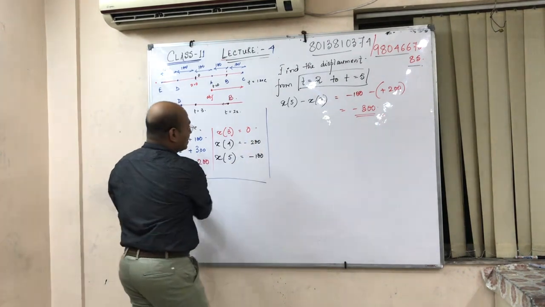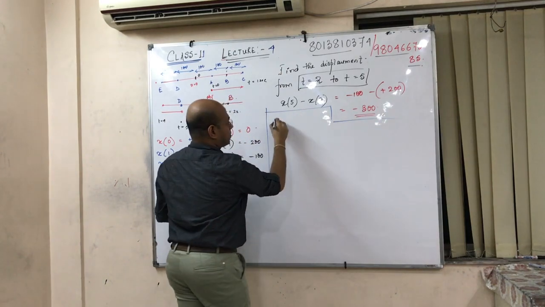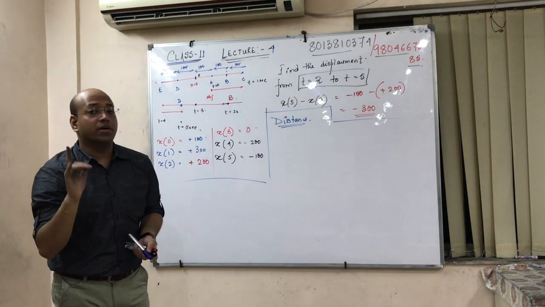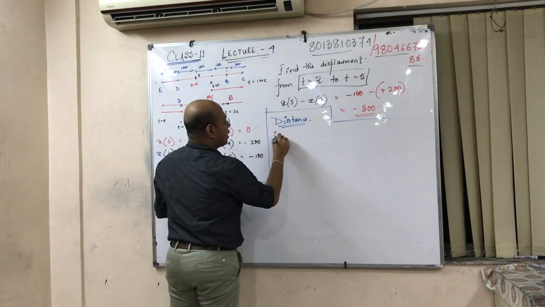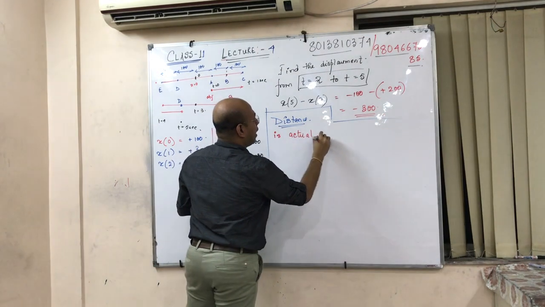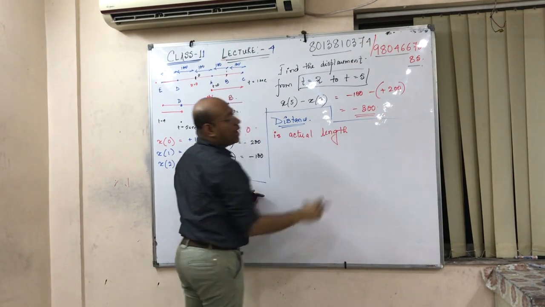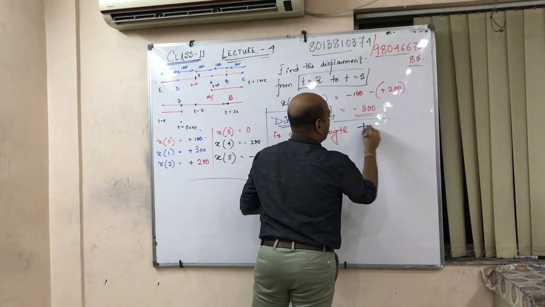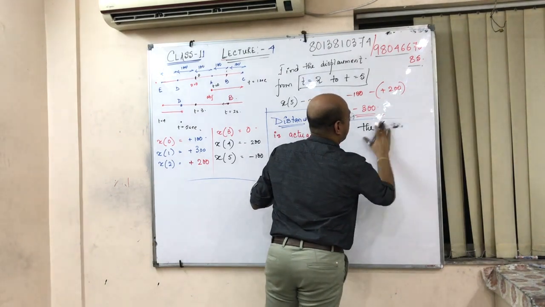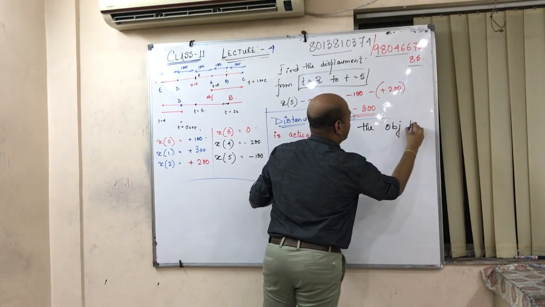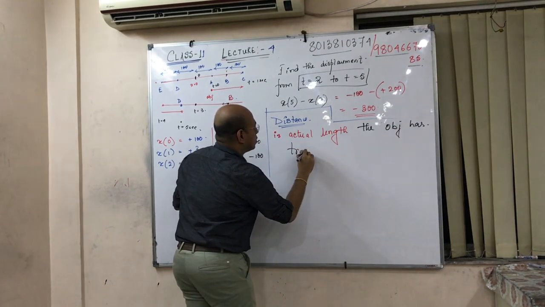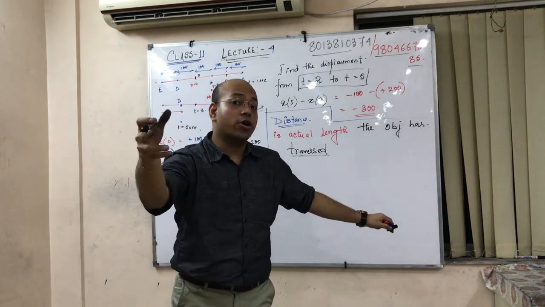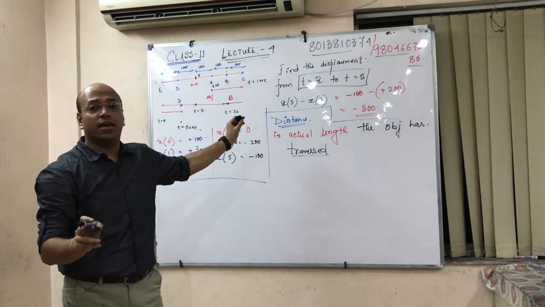Now if anyone says distance, distance is a very tough thing. Distance is different from displacement. Distance is the actual length, the exact length the object has traversed. Now sir, how to find the distance? Not now, later on. We will be finding the distance later on.